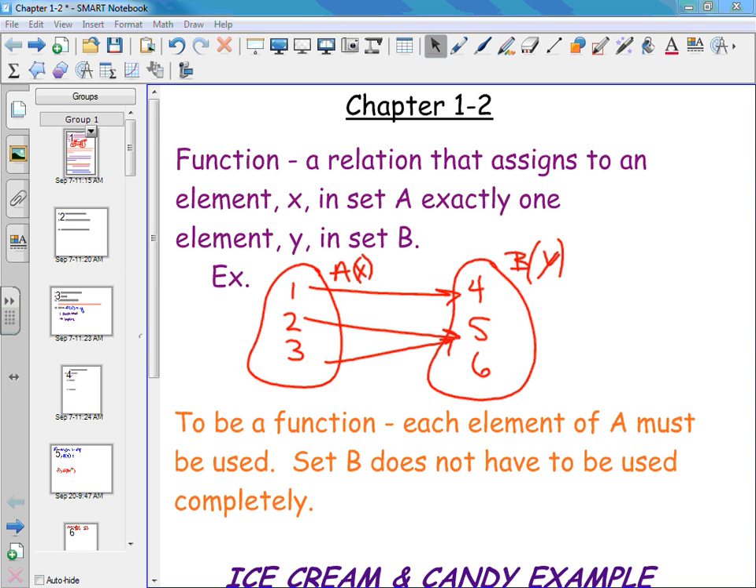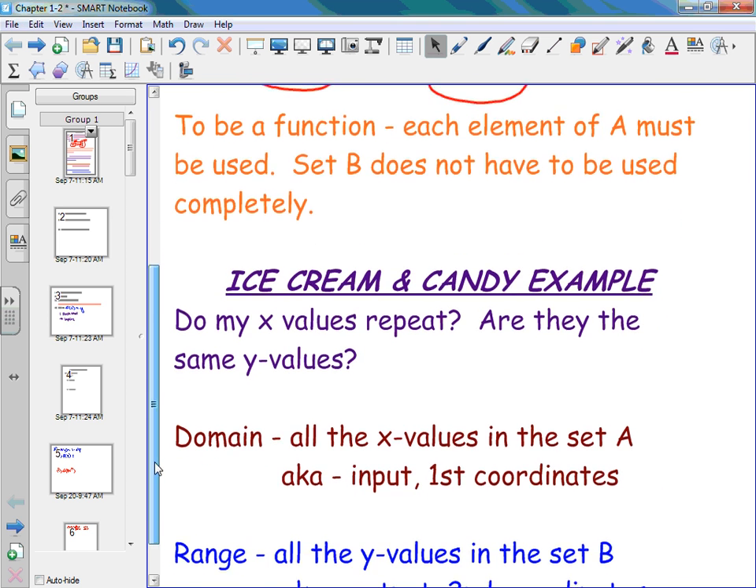Now, a function means that 1 has chosen 4, 2 has chosen 5, and 3 has chosen 5. In order to be a function, every element in set A has to be used, and it has to go to exactly one element in set B. 1 chose only 4. 2 chose only 5. 3 chose only 5. However, I do not have to use all of set B, which is the number 6 that I did not use. Can we see that? Now, I make this very easy for you. To be a function, each element of A must be used, and set B does not have to be used completely.